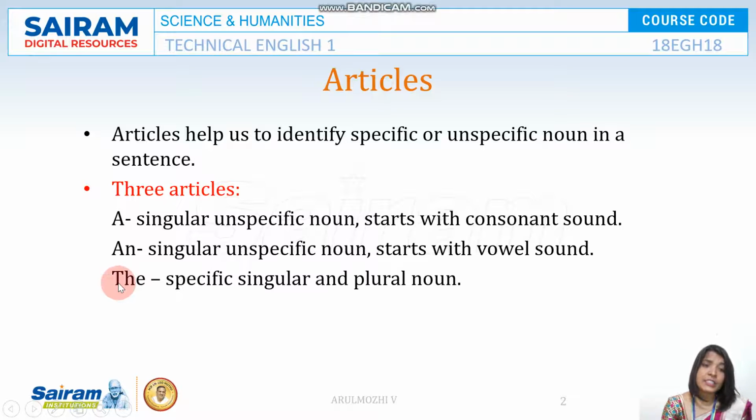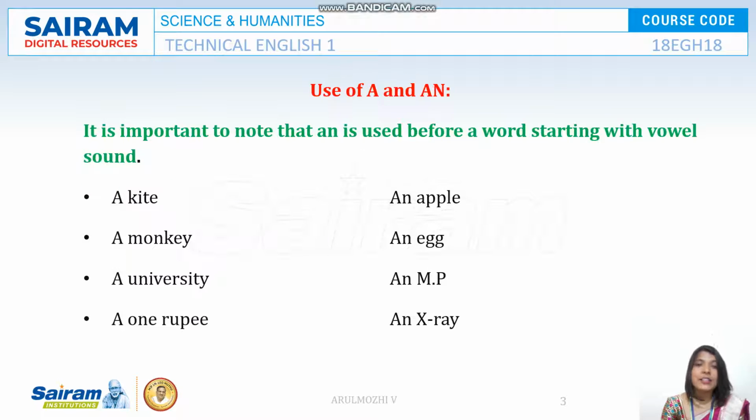The is used to refer to the noun which is mentioned in the previous sentence, I mean, in conversation, in the previous dialogue and it is used for both singular and plural. So let's go and check where a and an are used.